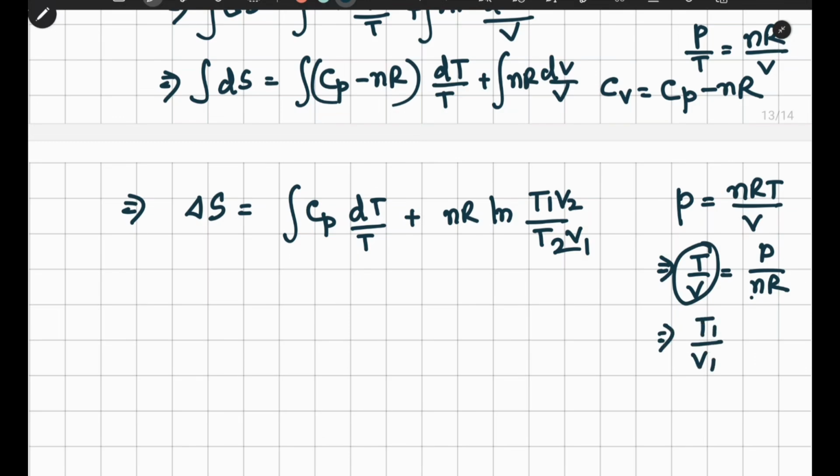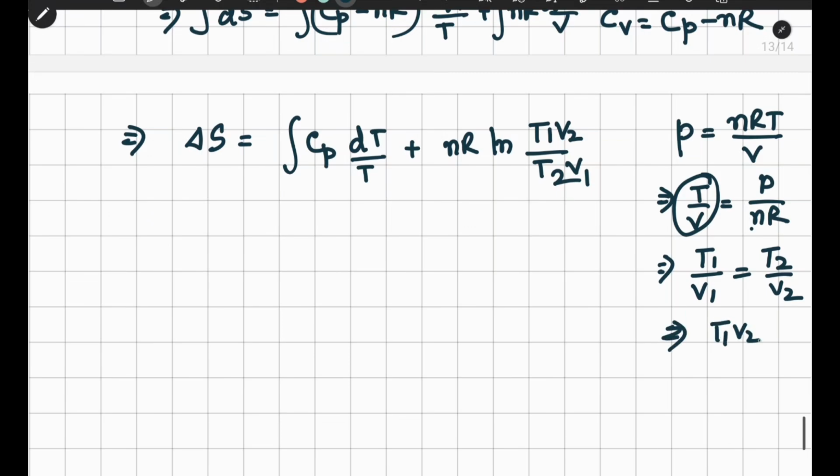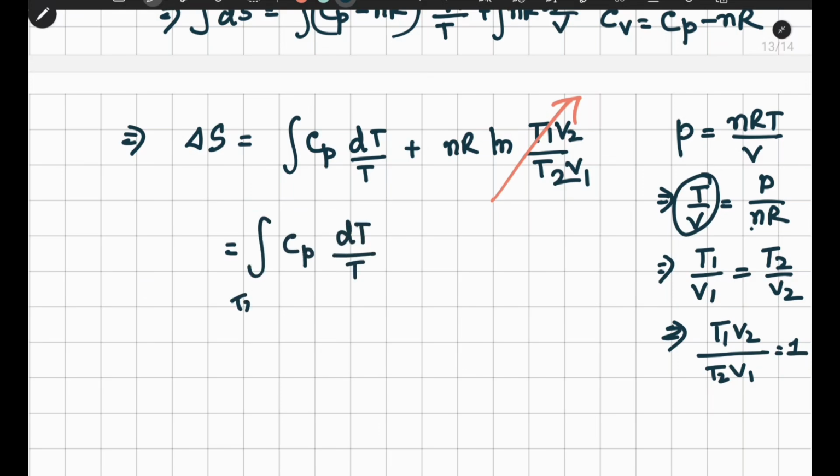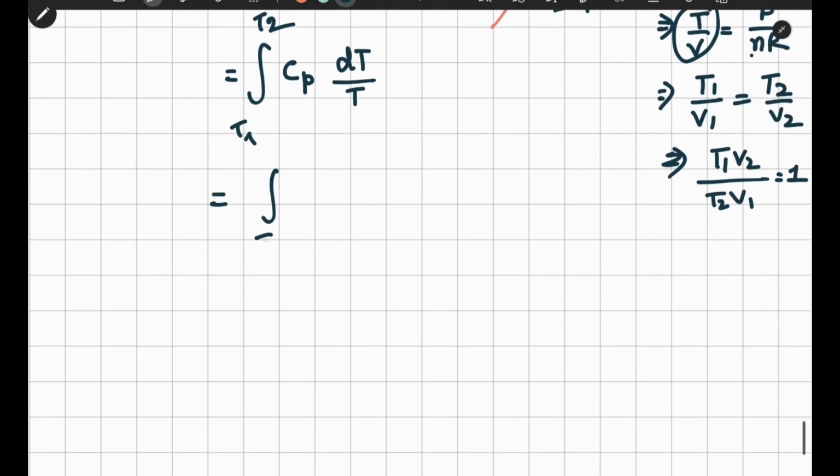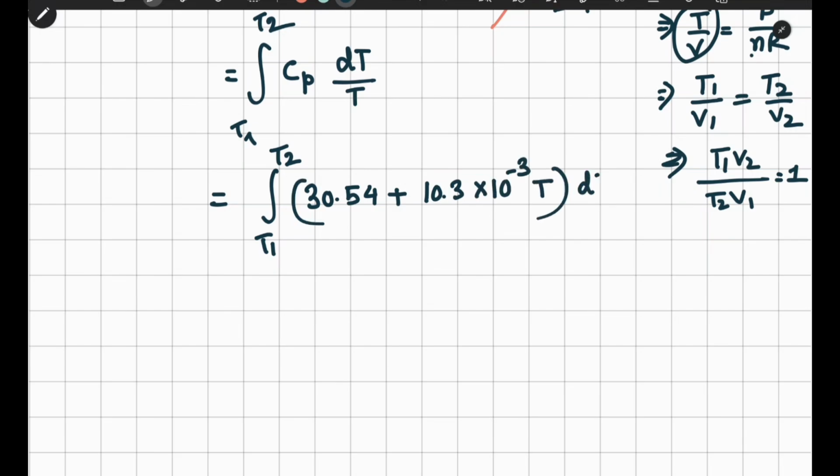So you can write T1 by V1 equals T2 by V2, or you can write T1 V2 by T2 V1 equals 1. So if you put it here, it will be ln 1 and it will give 0. So this term disappears. So we will obtain the integral of Cp dT by T from T1 to T2. Now the expression of Cp that is given in the question, we will insert here: 30.54 plus 10.3 into 10 to the power minus 3 times T, into dT by T.